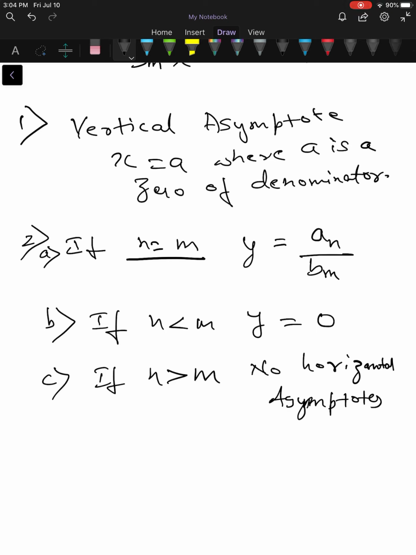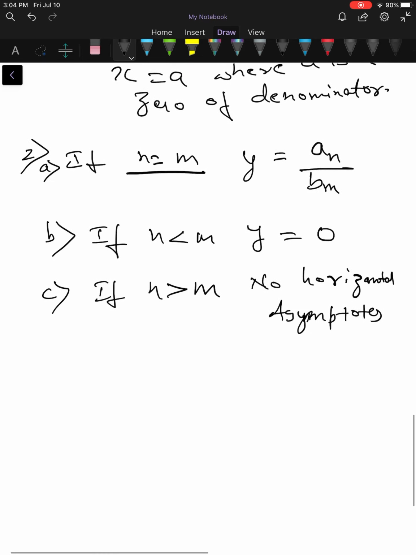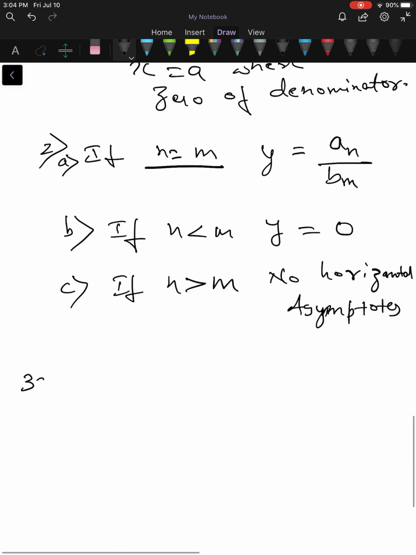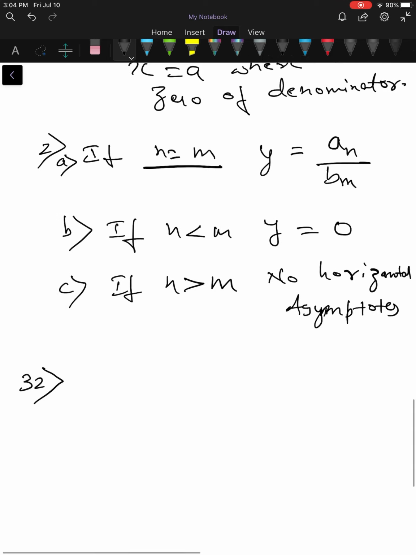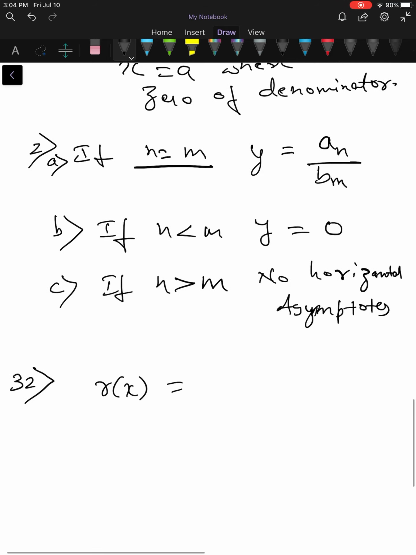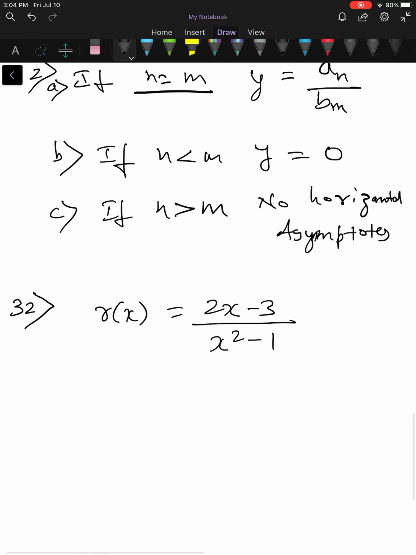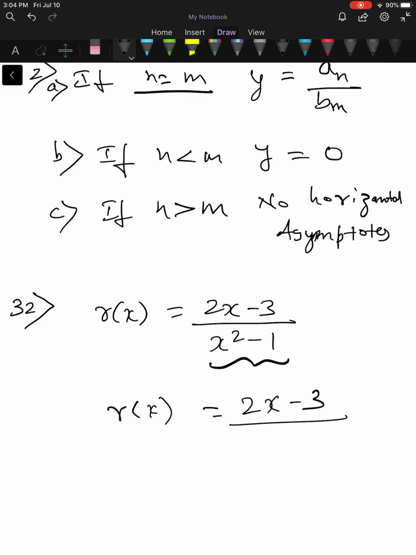So let us do a problem. I'll do problem number 32. This is in your exercise. If you have r of x equal to 2x minus 3 divided by x square minus 1, what are the factors of the denominator? You can write the function as 2x minus 3 divided by x minus 1 times x plus 1, right? Because this is nothing but x square minus 1 square.